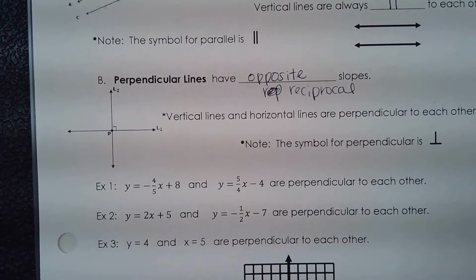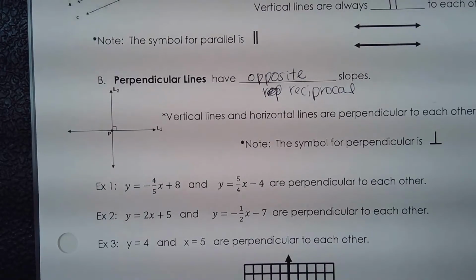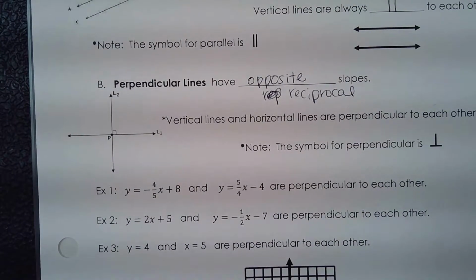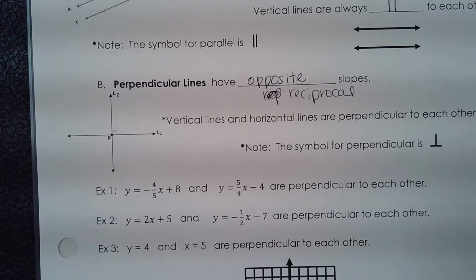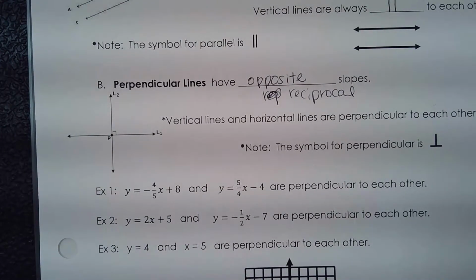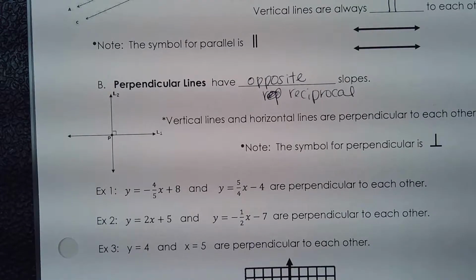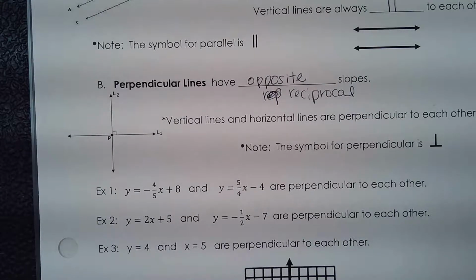So opposite reciprocal. Opposite means to change your sign. So if it's positive, you make it negative. If it's negative, you make it positive. Reciprocal means you flip it. So if it's 2 over 5, what do you flip it to? 5 over 2. If it's the whole number 2, what would it be when you flip it? 2 over 1, so 1 over 2. Is that okay? So that's what you need to know for perpendicular lines. Anytime you see something about perpendicular, you're thinking opposite reciprocal slopes. So flip it and change the sign.